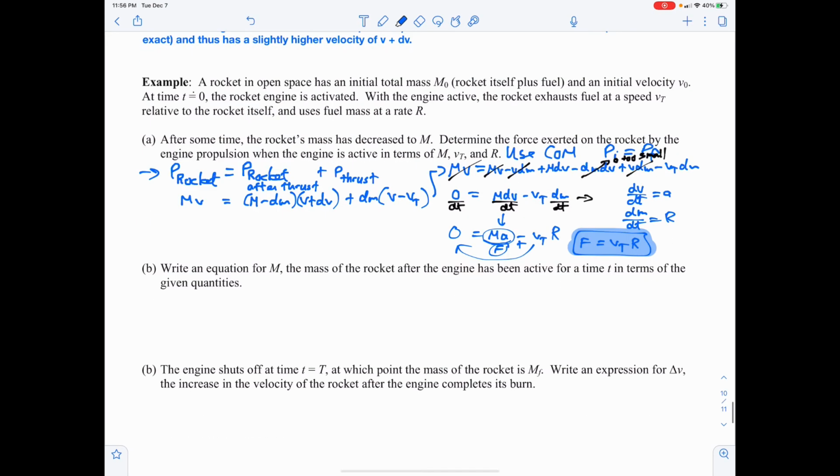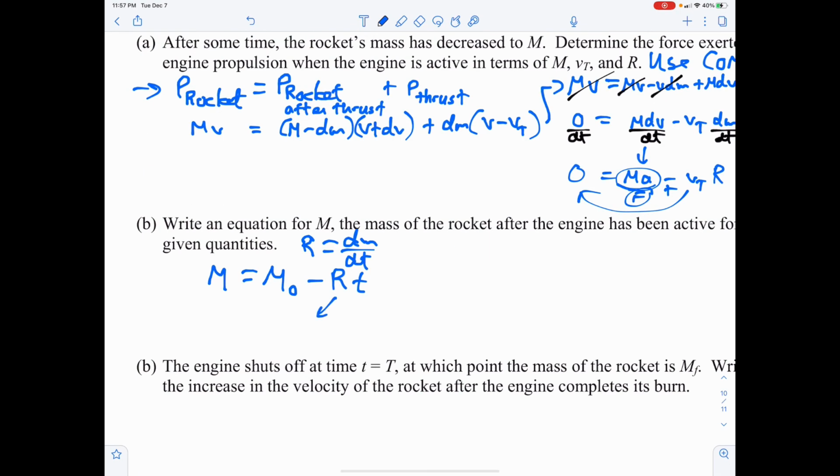Part B, write an equation for M, the mass of the rocket after the engine has been active for time t in terms of the given quantities. Well, remember the rate is equal to dm over dt. M is going to be the original mass of the rocket, m naught, minus Rt, where R is that dm dt, the rate of the mass change, and t is the time of thrust.